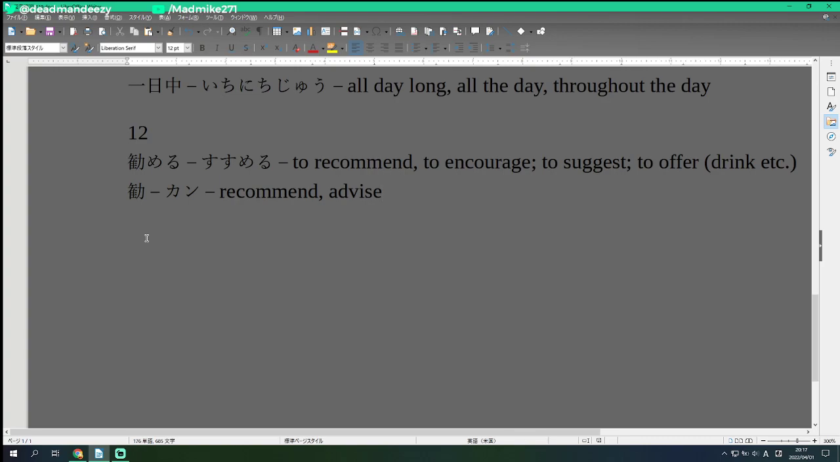Susumeru, or kan, is to recommend or advise.